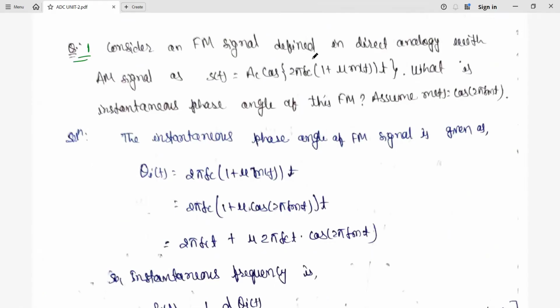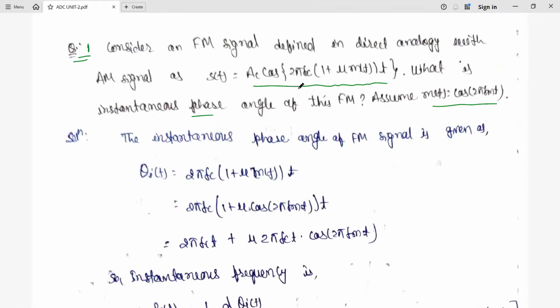Consider an FM signal defined in direct analogy with AM signal as Ac cos 2 pi fc t into 1 plus mu m of t. What is the instantaneous phase angle of the FM? That we need to find. And here they're asking to take m of t as cos 2 pi fm t. So they're asking instantaneous phase angle, meaning theta i of t we have to find.